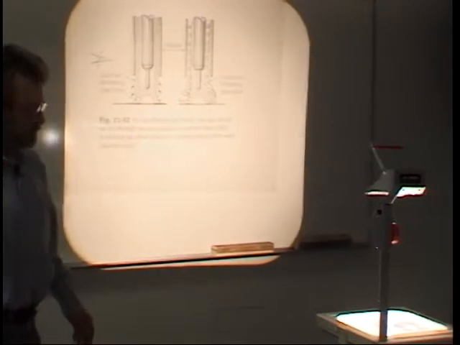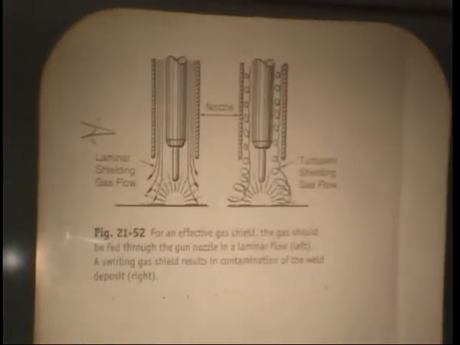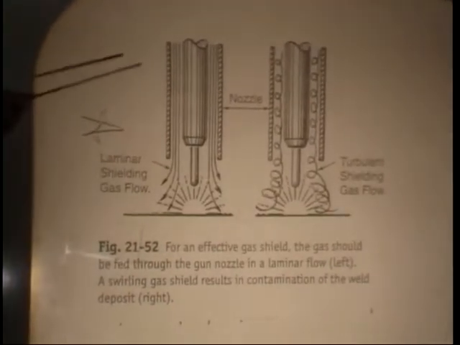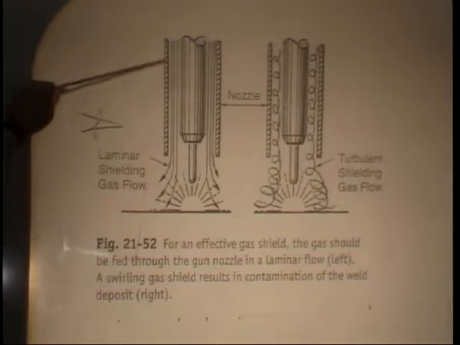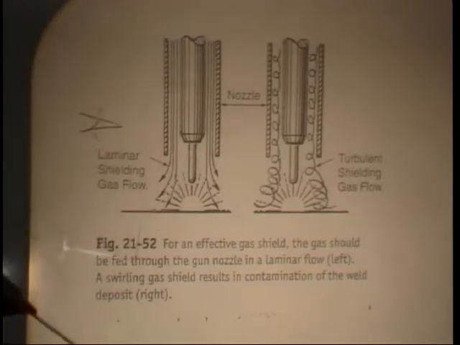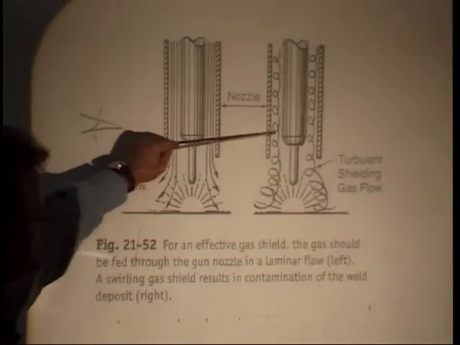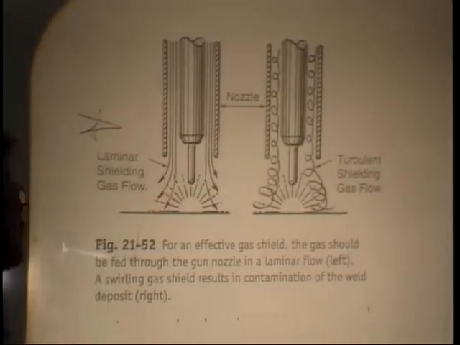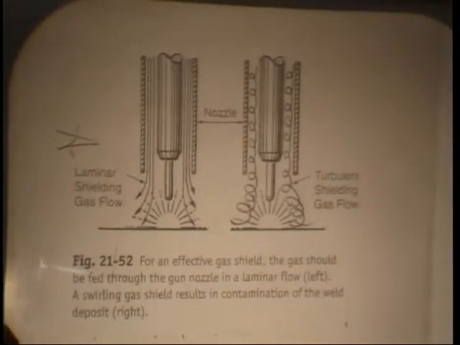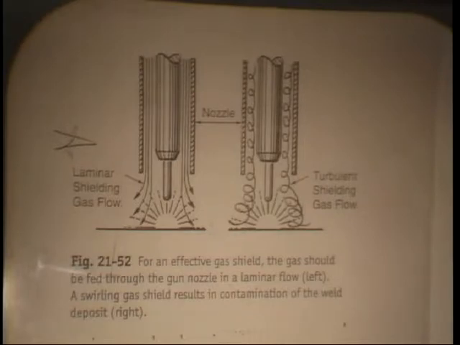This is the same picture you have in your book, and I like this because it really illustrates well what we're talking about. Here we have a lamellar flow of gas, straight gas coming out, protecting the shield. But here you're trying to force too much out, and it's causing turbulence. And as you're causing that turbulence, you're sucking in air from the surrounding atmosphere and contaminating the weld pool. Same thing can happen when you're doing gas tungsten arc welding. So remember, lamellar flow versus turbulence.